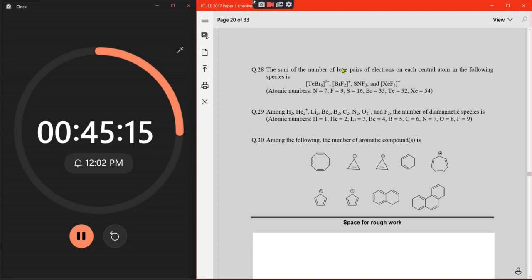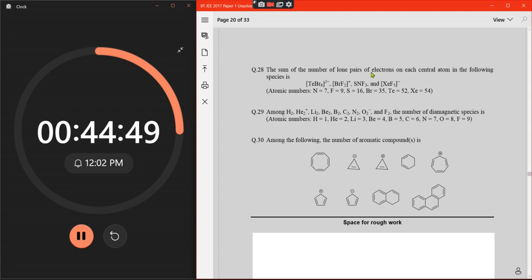Sum of the number of lone pairs of electrons on each central atom in the following species. Wait, कितने बचे इसमें? 28. हाँ, काफी सारे बचे. The following species. Atomic number N equal to this, F equal to this, blah blah blah. So, okay, number of lone pairs on each central atom in the following species. Central atom, of course. ठीक है ना?